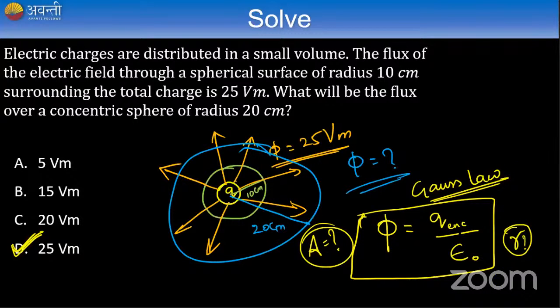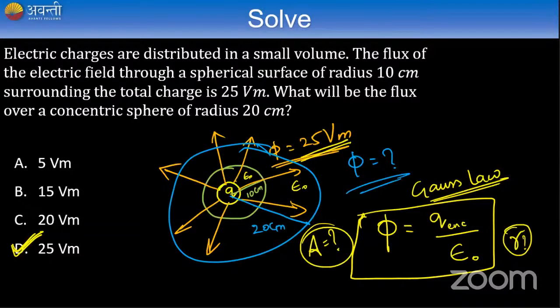No, right? My flux changes only based on the enclosed charge. So I have only a charge of Q inside this sphere of radius 10 centimeters. At radius of 10 centimeters, if it has a flux of 25 volt meter, say if I remove this outer surface and if I keep the same charge inside a 20 centimeter surface also, my flux will still be Q enclosed by epsilon naught, provided my epsilon naught is same in both.